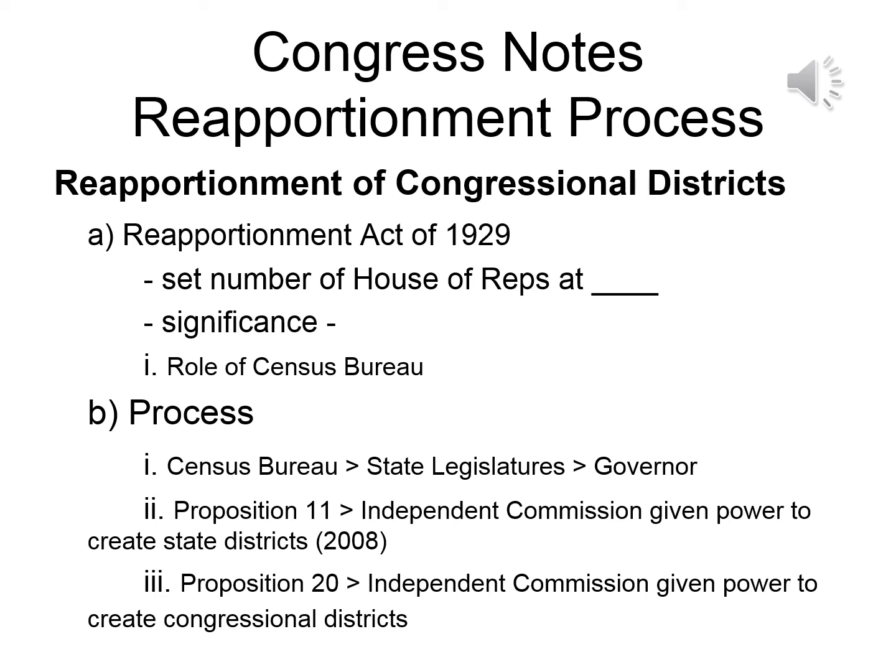So to recap, Proposition 11 allowed the independent commission to draw up state legislative districts for the state assembly, that's 80 seats, and state legislative districts for the state senate, which is 40 district seats. Now, Proposition 20 says, all right, once California knows how many members in the House of Reps they're going to receive, then we're going to let this independent commission draw up the congressional districts for the state of California instead of the state legislature drawing up those district lines.